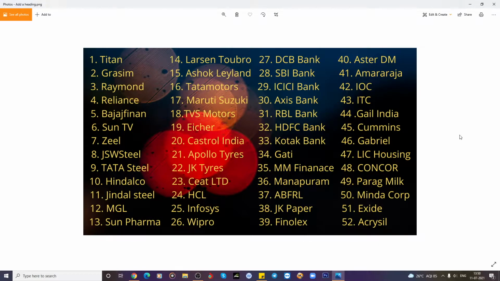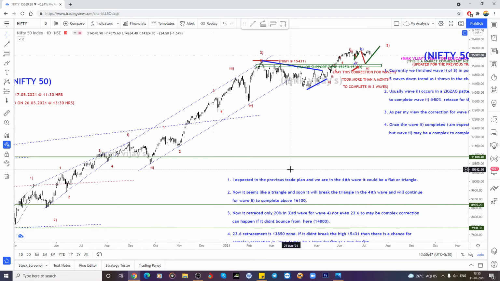So this is our watch list, and we are regularly watching the 52 stocks as of now. We do the analysis once every 15 days. Let's move on, starting with Nifty, Bank Nifty, as well as those 52 stocks.